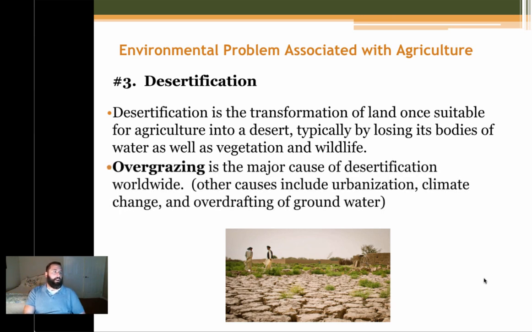Overgrazing is another major cause of desertification worldwide, right? Urbanization, taking away the natural vegetation in an area and putting asphalt in essentially, right? Climate change, overdrafting of groundwater, all of these are ways to dry out a land.